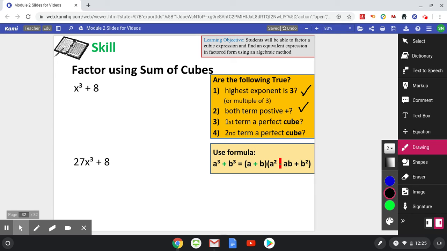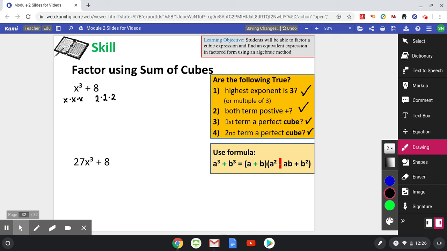Step 3. Is the first term a perfect cube? In other words, is there a number that we can multiply times itself twice and get x cubed? If I choose x and I multiply x times itself twice, that gives me x cubed, meaning the first term is a perfect cube. Step 4 now, is the second term a perfect cube? Is there a number that when I multiply it times itself twice, I get 8? 2 times 2 is 4, times 2 is 8. So yes, the second one is also a perfect cube.